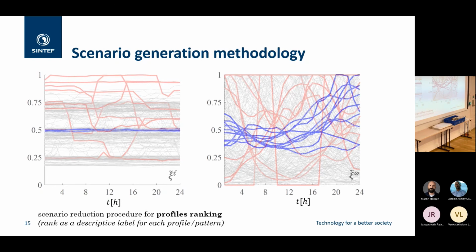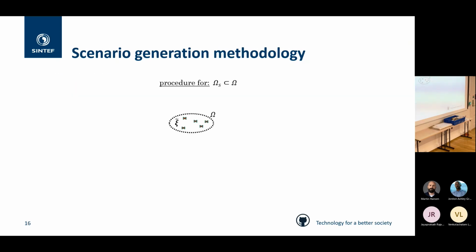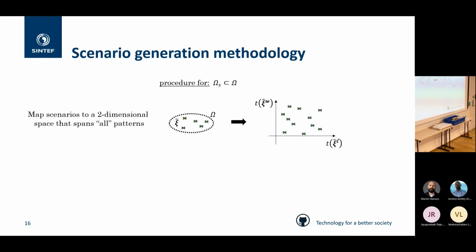So in that sense, we can attribute to each scenario, which is composed of one load profile and one wind profile, just two numbers. Those numbers specify how characteristic each profile is of its own dataset. Then we can characterize this Xi by these two numbers. So now we have a way to build this omega. We need a way to build this reduced subset that we said earlier. We start from the initial sampled omega that we know how to generate. Then we map the scenarios to the two-dimensional space that spans all the patterns.